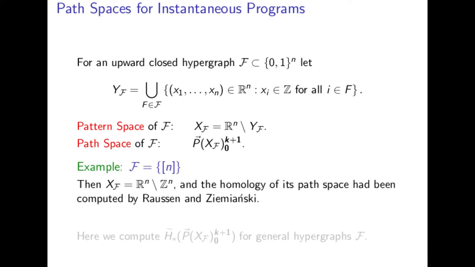For example, the Raussen-Ziemiński space is obtained by taking F to be just the full set {1, 2, ..., n}. This means that here we get one set which consists of just Z^n, where all coordinates are integers, and the homology of this space was, as I said, computed by Martin and Christoph. And what we'll do here is to give a recipe for computing H_* for a general hypergraph.